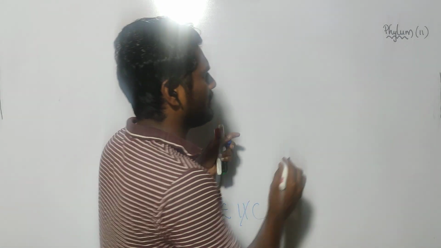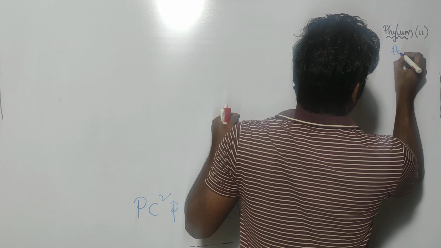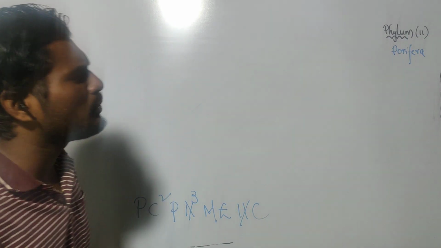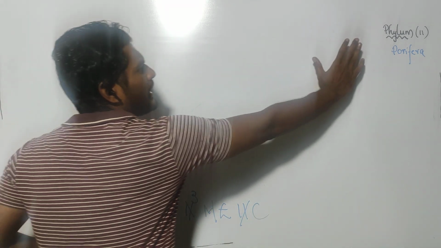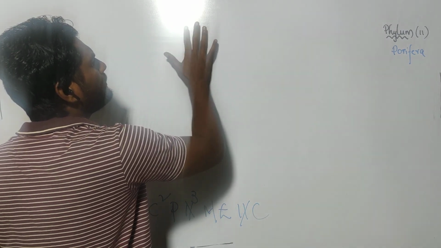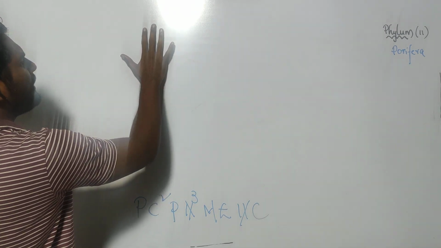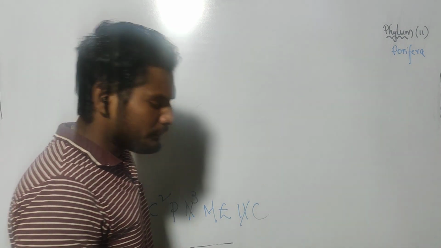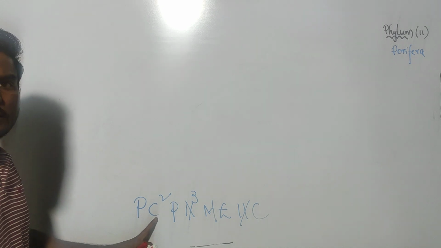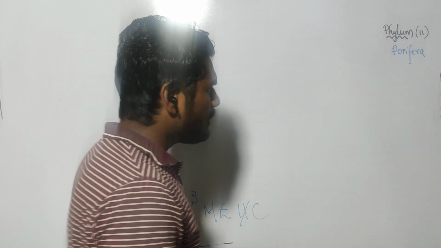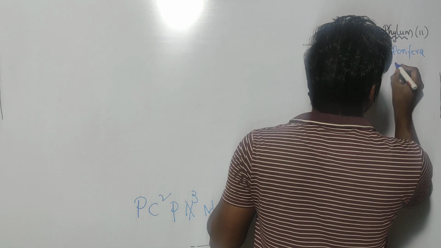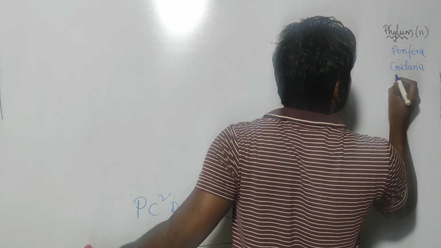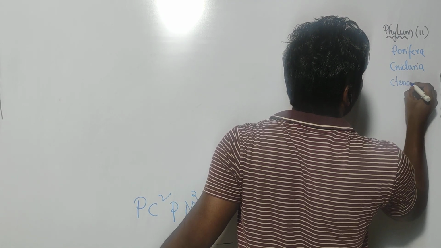First P stands for what? Porifera. Please adjust this. I am writing very small because I have to write so many later: levels, symmetry, coelom, germinal layers, circulatory system, development, fertilization. So one P stands for Porifera. C square means two C's: the first C indicates Cnidaria, and the second C indicates Ctenophora.